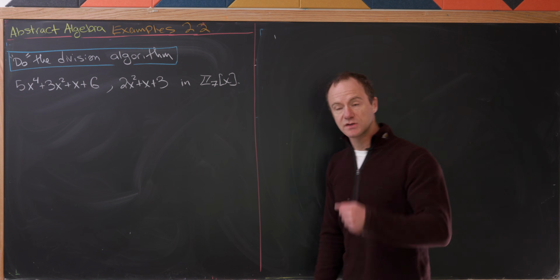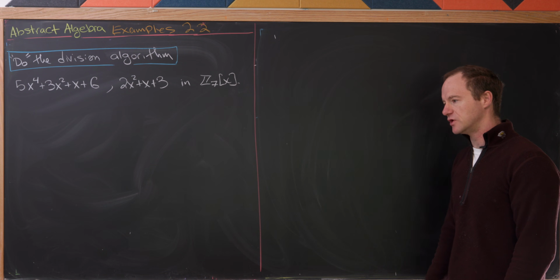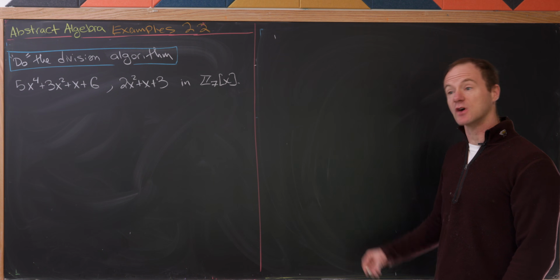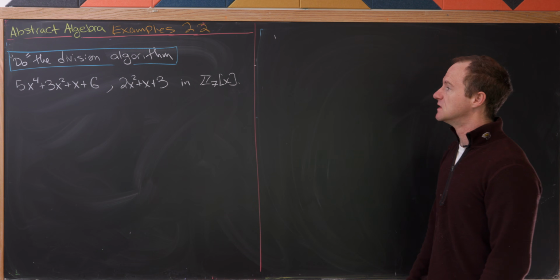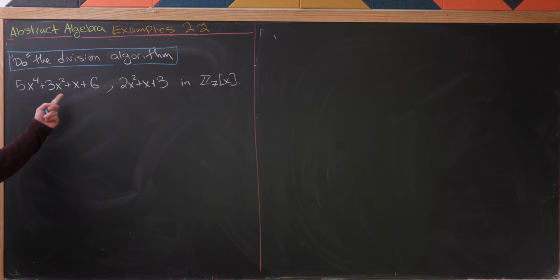Okay, let's move on. One of the things that we proved in the main video was the division algorithm when you have polynomials over a field. So let's do an example of one of those. Although we already did one, let's do another example. So let's do the division algorithm with 5x^4 + 3x^2 + x + 6 and 2x^2 + x + 3. Let's say we're working over the field Z7.